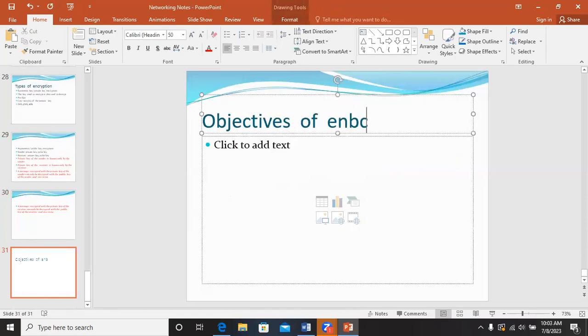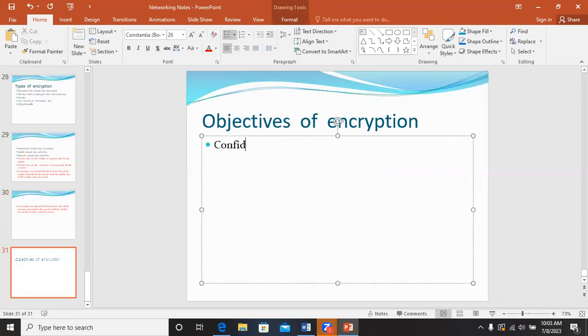Objectives of encryption. Now, there are 4 objectives of encryption, even though one is most popularly known. The most popularly known is confidentiality. We all know this, right? The reason we use encryption is because we want to make information confidential. Now, in asymmetric encryption, how do you achieve confidentiality? Encrypt the message with the public key of the receiver.